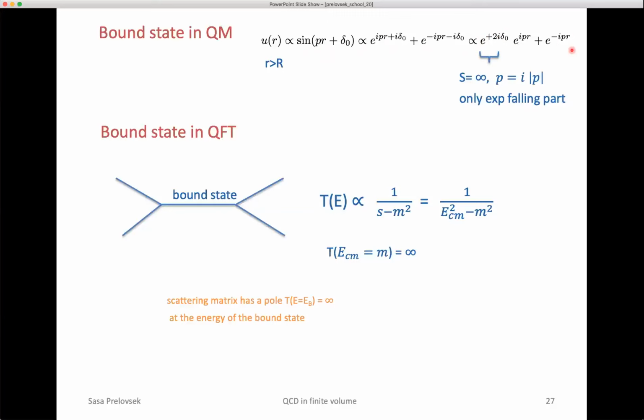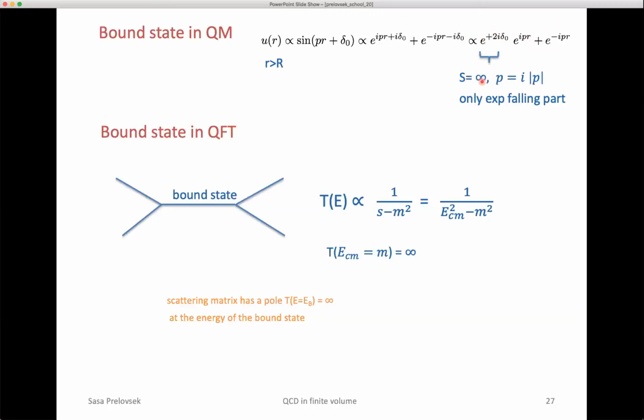Now, for a bound state, you know that in the range outside of the potential, it has to be exponentially falling, right? So if momentum is imaginary in this sense, this will be exponentially falling, while this will be exponentially rising. And you want to have only the exponentially falling piece for a bound state. So the only way to get rid of this piece is to have this infinite. So this has to be infinite.